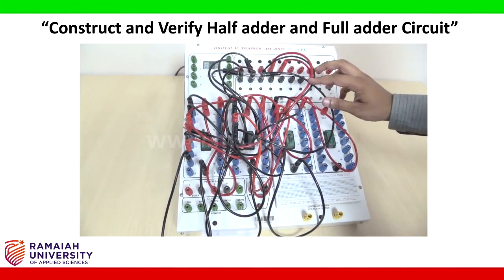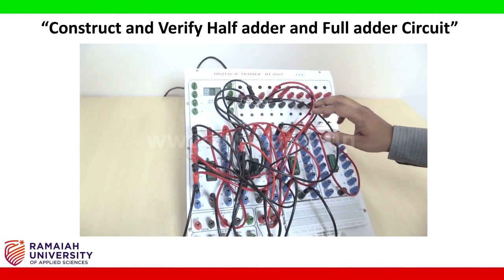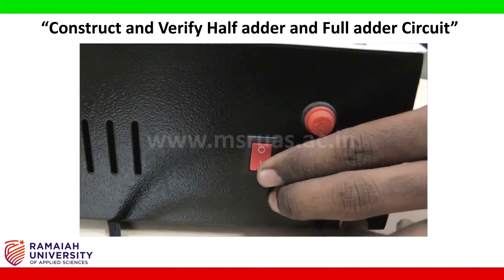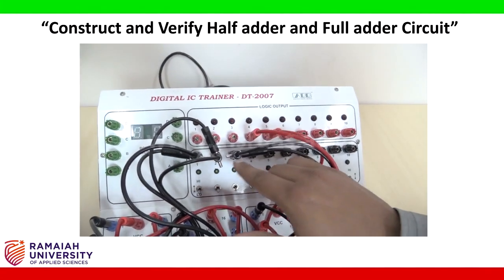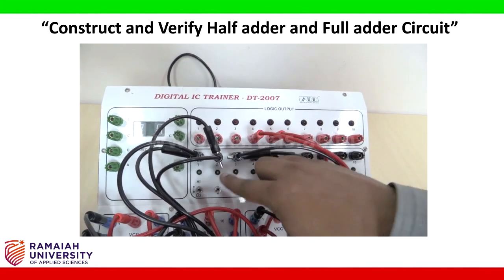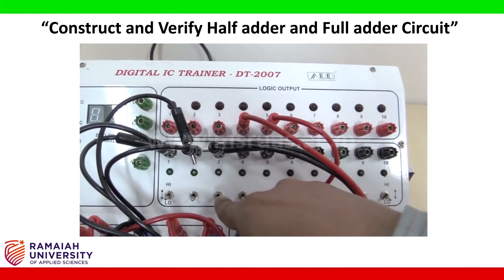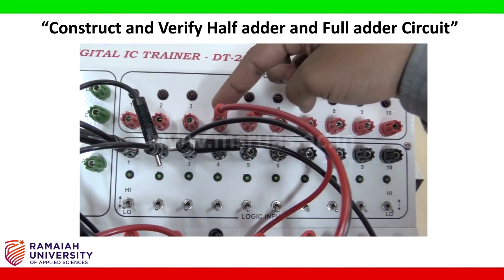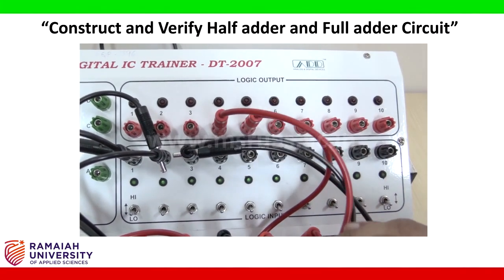So after completing the connections, let us verify the truth table of full adder. For that, first switch on the power supply to the trainer kit. Then as I told, these are the three inputs which can be controlled by three notches presented here. So this is A, this is B and this is C, and there are two outputs. This represents sum, this represents carry. So now let us verify the truth table.